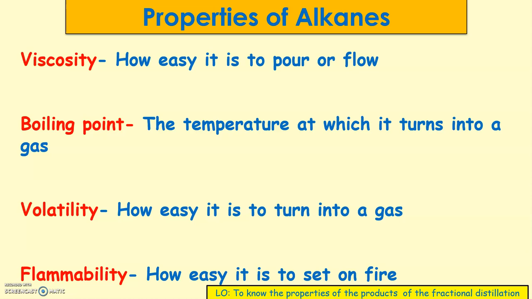So viscosity, how easy it is for a substance to pour or flow, with water being very easy and having low viscosity, whereas substances such as custard or honey have a high viscosity and aren't as easy to pour. Boiling point, temperature at which it turns into a gas, so the exact temperature a liquid may turn into a gas, such as water boiling at 100 degrees Celsius. Volatility, how easy it is to turn into gas. Is it quite easy, or is it very hard? Does it require a high temperature or low temperature? And flammability, how easy it is to ignite and set on fire. So give yourself a mark out of 4 for that, guys.